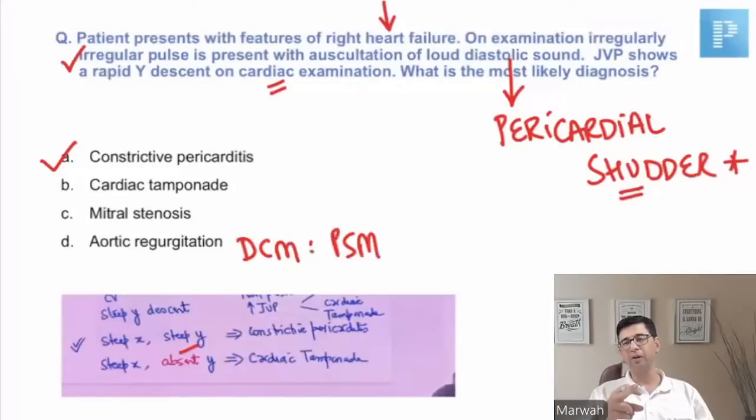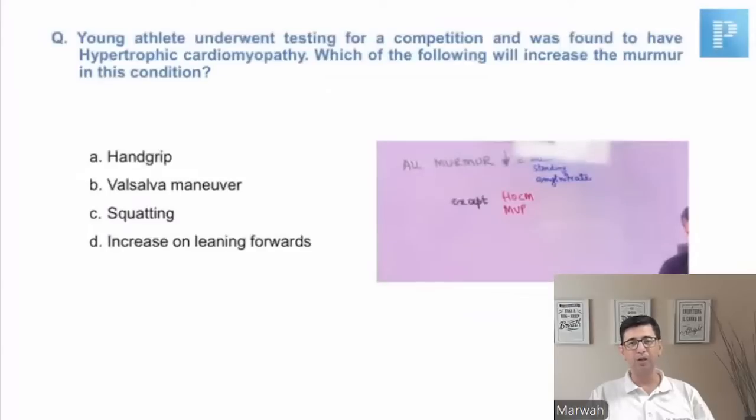My rationale for the irregular pulse is that we have dilated atria in this condition. The reason for the dilated atria would be constrictive pericarditis with calcification. The atria will have to work against the resistance, and that's why structural damage can occur. The loud diastolic sound is pericardial shudder, and the rapid Y descent helps us in working out the answer. So, Jai Shri Ram, guys. The answer is A to this one.